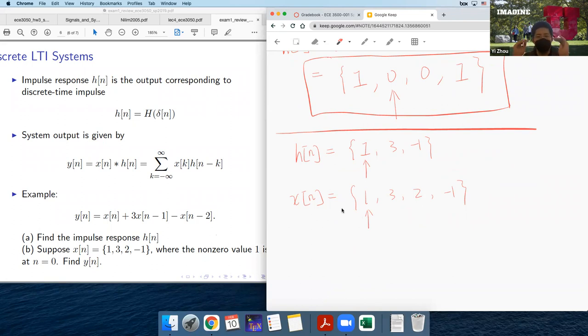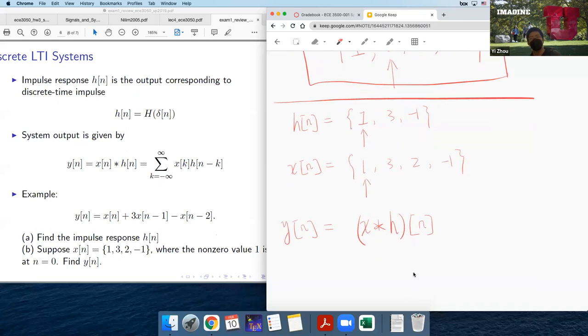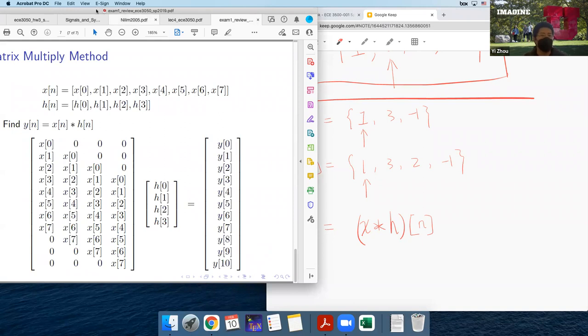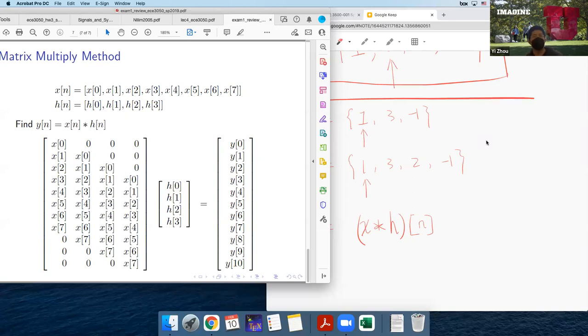So now both the input and the impulse response are specifically given. We need to find the corresponding output. And because this system is LTI, we know that this is given by the convolution. Since the input and the impulse response are given in a sequence form, we need to use the matrix multiply method that we introduced in class to calculate the convolution. If they are given in a concrete numerical sequence form, we can refer to the matrix multiply method. Following this, it's copied from the last lecture. Now let's follow this one.